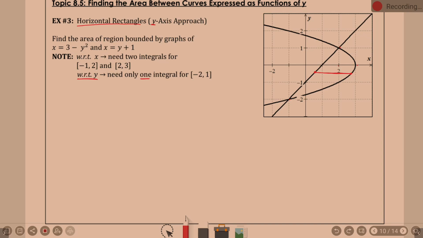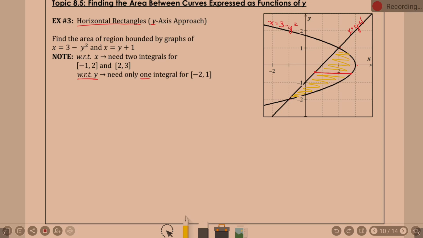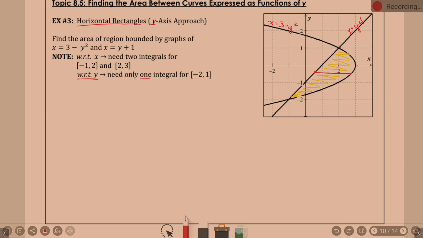Is that the parabola or the line? That's the parabola, right? So this is x equals 3 minus y squared. X equals y plus 1 is the line, right? Okay. As we look at this, we're finding the area between two curves, right? So if you will, we're finding the area in between those two curves. Okay. I don't know how well you can see that yellow, but you don't have to be able to see it great, right?